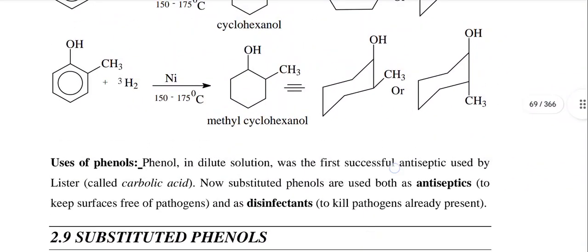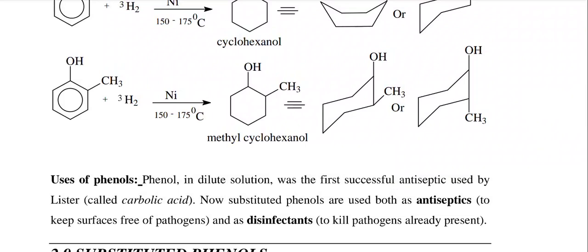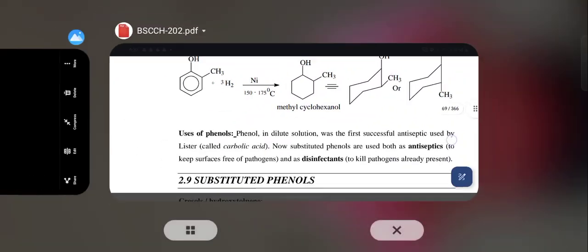Uses of phenols. Phenol in dilute solution was the first successful antiseptic, used by Lister. Non-substituted phenols are used both as antiseptics and disinfectants, killing pathogens that are already present.